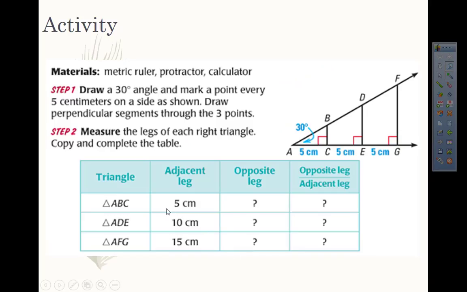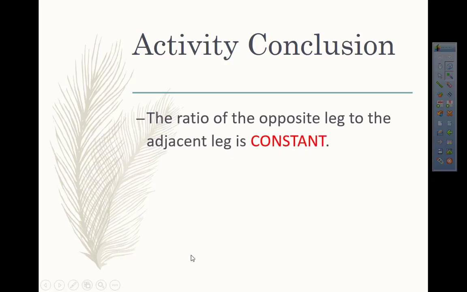Take a look. Anyhow, when you do this scenario and you measure all this, you start to realize, hey, I'm always getting the same ratio. So that gives us a conclusion: the ratio of the opposite leg to the adjacent leg is a constant. No matter what, if I divide the same two numbers, I will always get the same number. And this happens for any angle. That's what's kind of surprising. It happens for any angle.